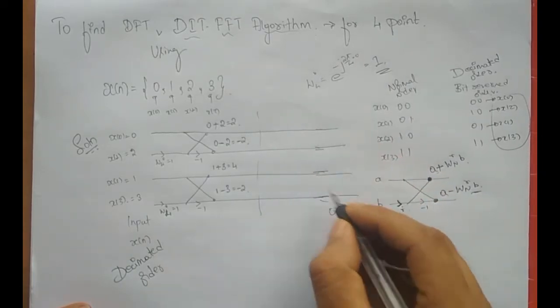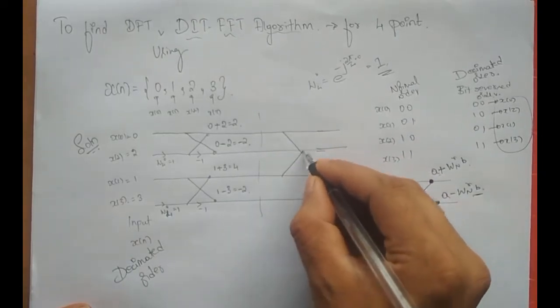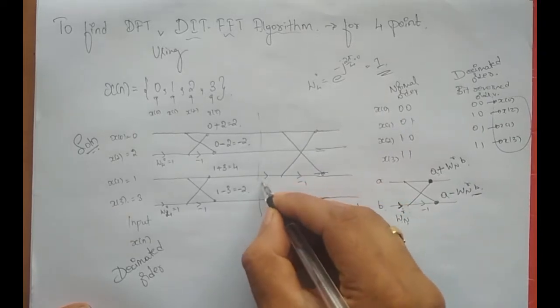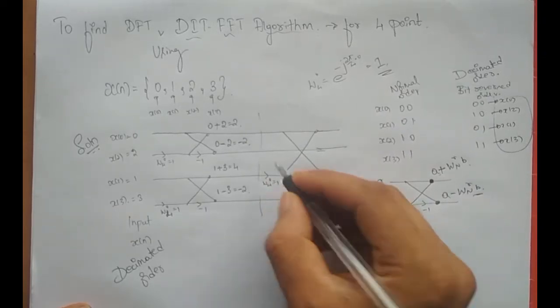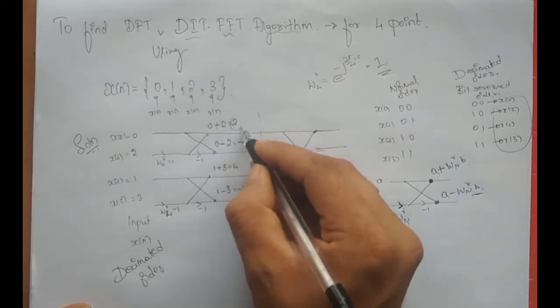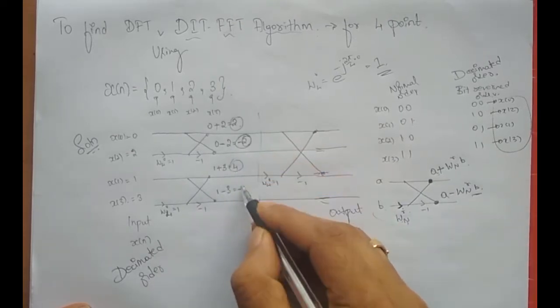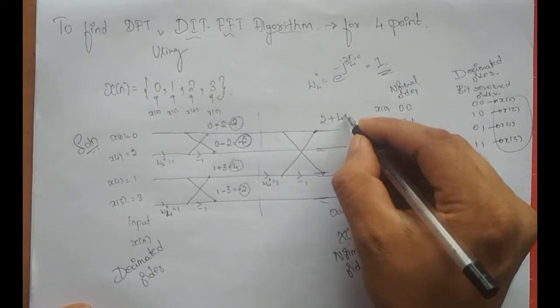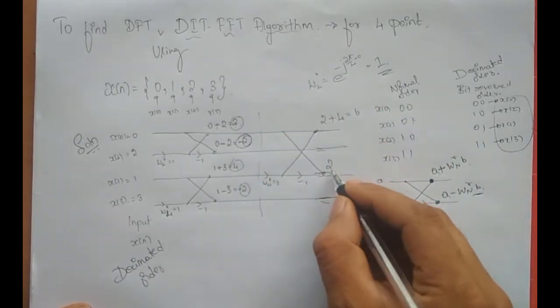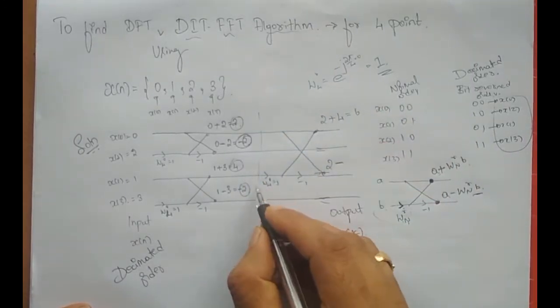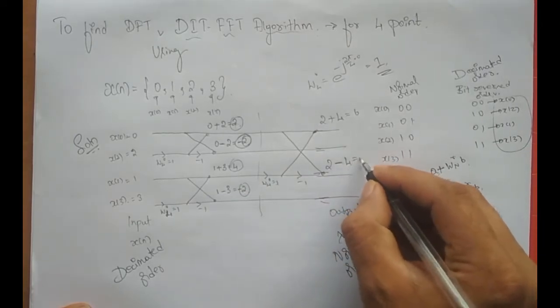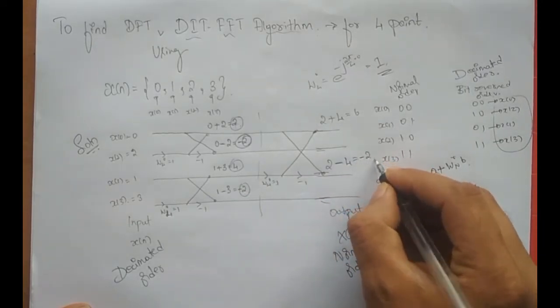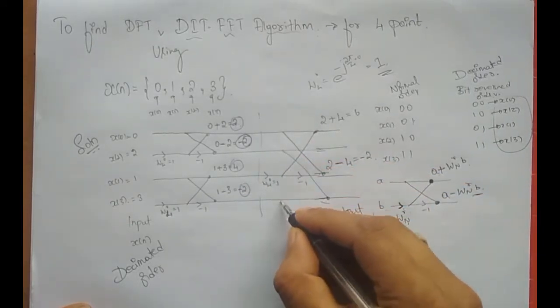Now what about the second stage? So I have minus 1, this is W4 power 0 which is equal to 1. So what do I have? I have 2, so these are the first stage output. I have 2 coming here and this is added with 1 times 4, which is equal to 6. So I have 2 coming here which is subtracted with 4 times 1, which is equal to 4, which is equal to minus 2. And the next butterfly is here.